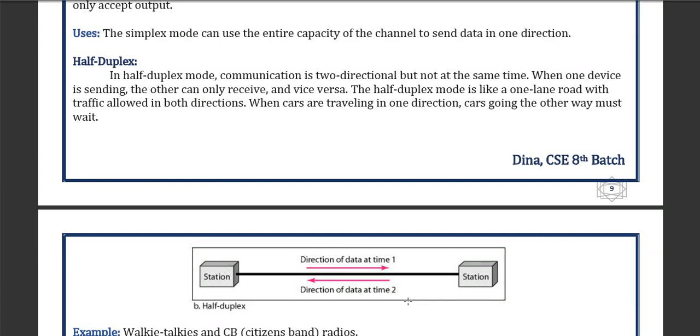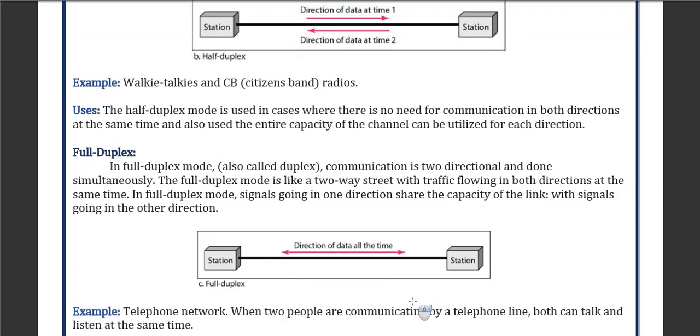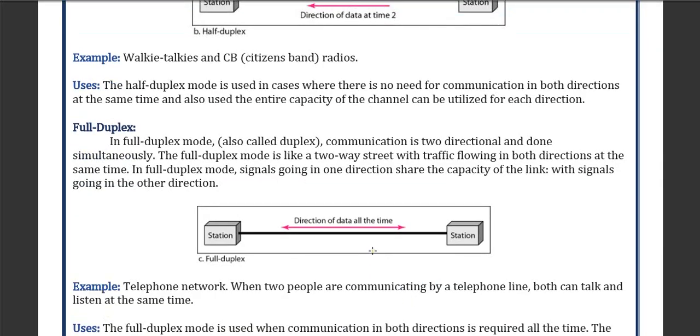Half duplex devices can be walkie-talkies. Now the full duplex mode. In the full duplex mode, data can be bidirectional at the same time. As we can talk on our telephones nowadays, I and my partner can talk to each other at the same time. This is known as the example of full duplex.